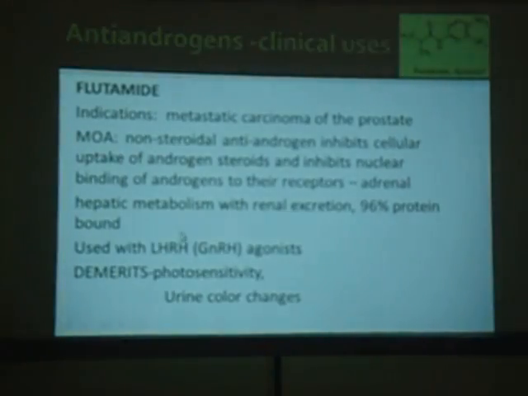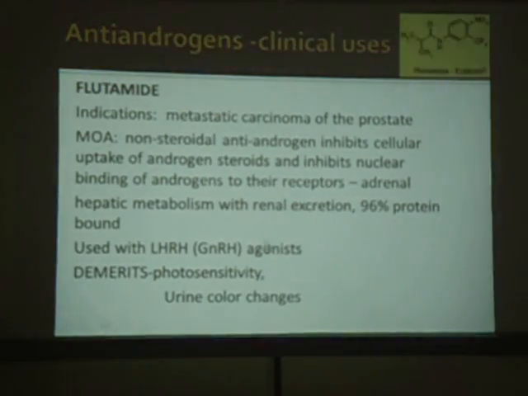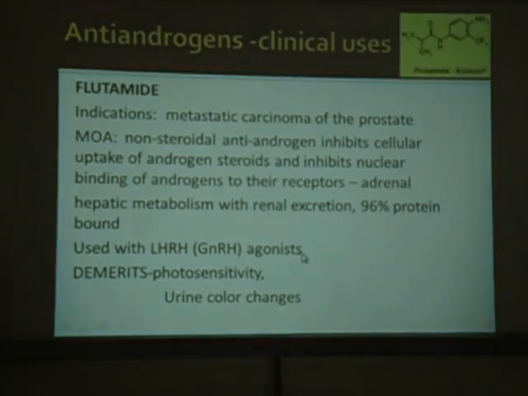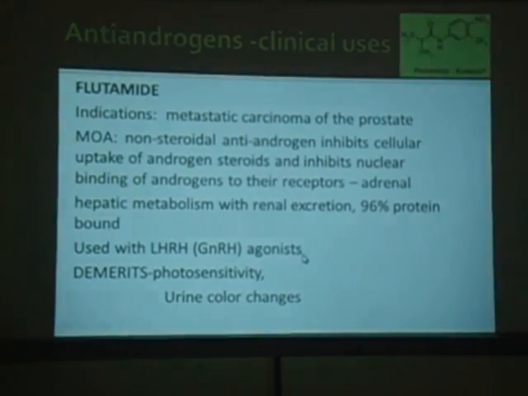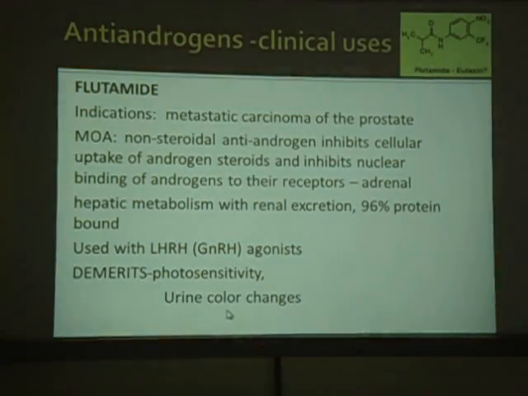It can be used with the LHRH agonist or GnRH agonist. Examples: Goserelin, Buserelin, all these things are there. RELINs are these agonists. Demerits are photosensitivity and urinary color changes.